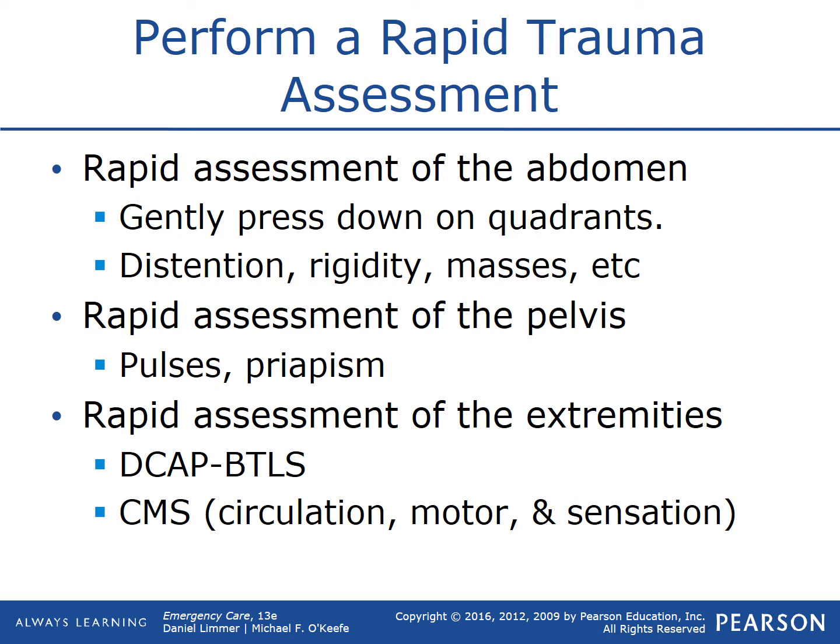Then you're going on to the lower extremities, checking DCAP-BTLS. You'll go down one leg at a time, squeezing and feeling all the way down from the hip to the ankle. Then you'll do the next leg, hip to the ankle. And then you assess the feet at the same time, because you're checking the circulation, motor, and sensation of both feet. So you'll check pulses.